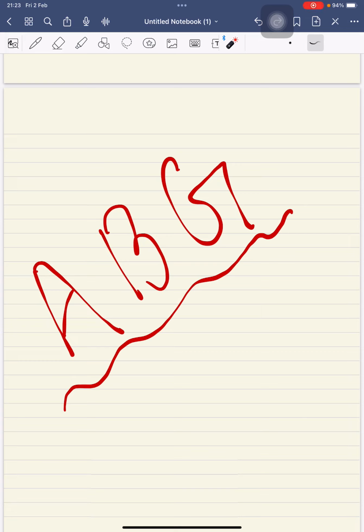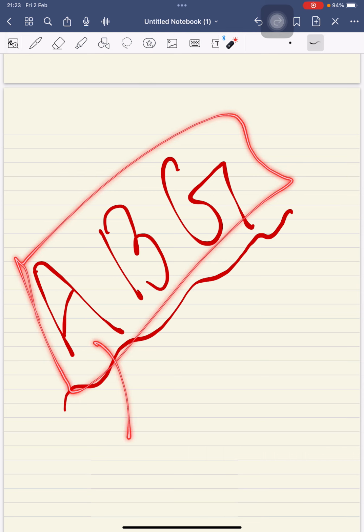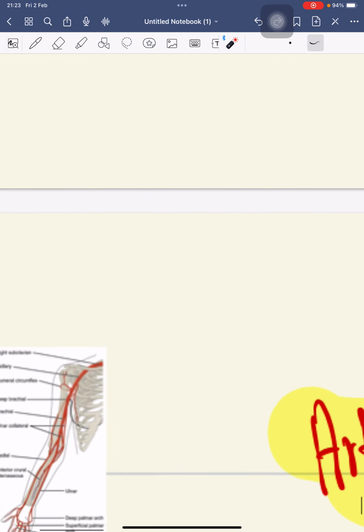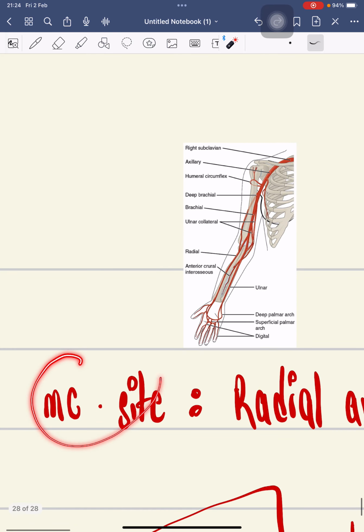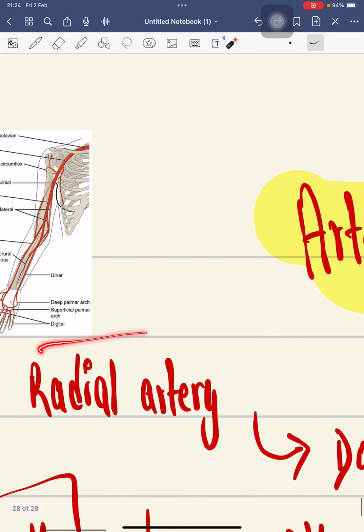Hello everyone, in this video we are going to discuss ABG, arterial blood gas analysis. Before starting this topic, let's learn about the anatomy of our upper extremity. We have the radial artery and the ulnar artery. The radial artery goes through the thumb side and makes the arch, and the ulnar artery goes to the ulnar part of the hand and makes the arch. The most common site for taking arterial blood is the radial artery.